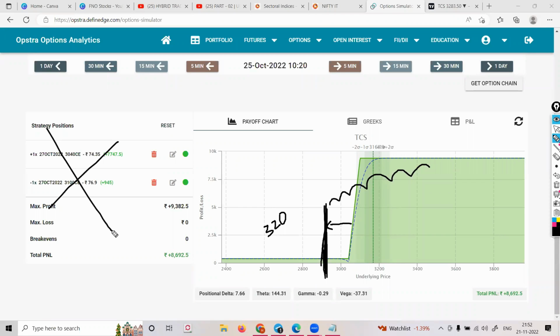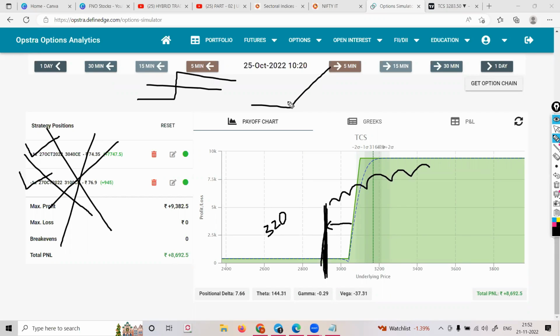What is rollover? Rollover to next month is to exit this entire trade and again start fresh. If you want to start with debit, put a naked buy, or else on the fly you can go for a debit spread. Why am I telling you to go with the debit spread? Because TCS has not made a huge down move.